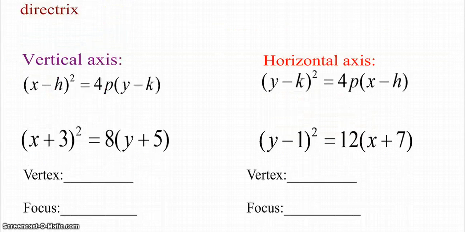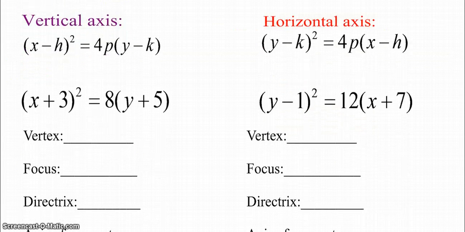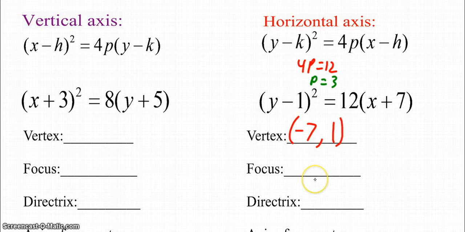All right. So let's look at an example. We're actually going to do the horizontal axis example together, because this is a little bit different than the vertical axis, which is something that we've done before. If you can do this, you'll be able to do the vertical axis, hopefully. So, vertex, we can just pull that straight from the equation. I see I have x plus 7, so the h value is negative 7, and I have y minus 1, so the k value is positive 1. What is the p value? Well, I know 4p equals 12, so p equals 3. How does that help me? Well, I know that the focus is going to be in the direction of the opening of the parabola.